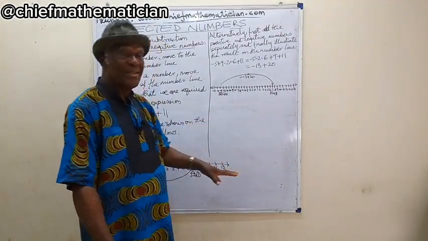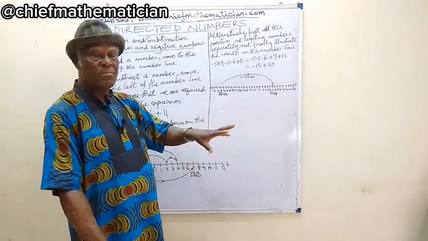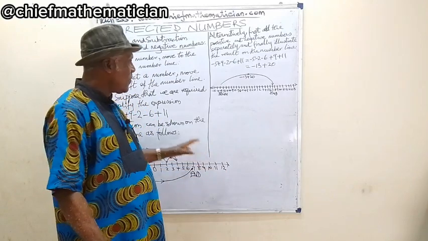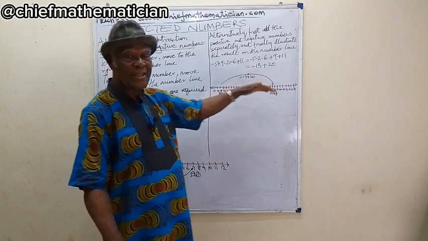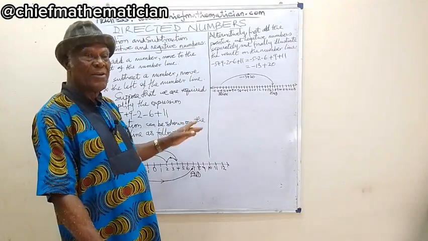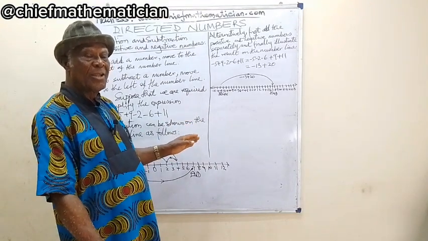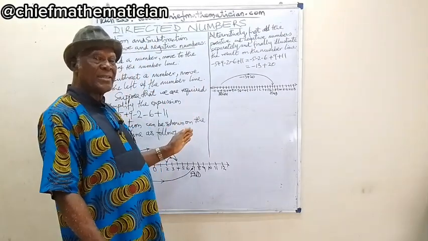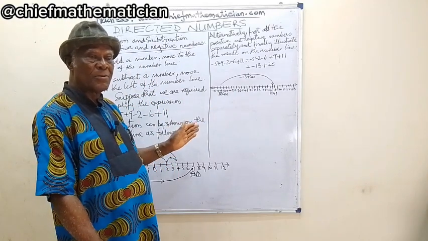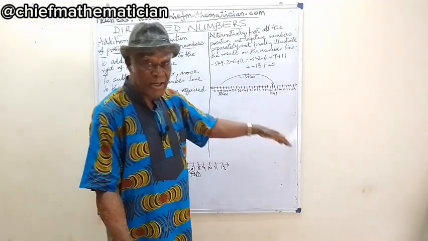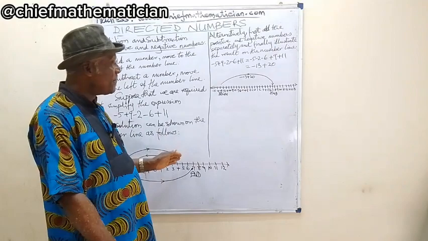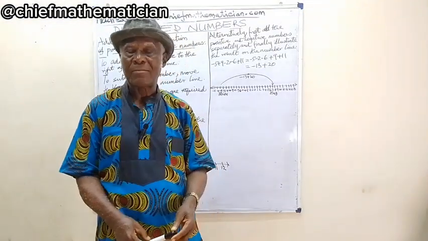So take note that when you have positive and negative numbers to be simplified, you do so by moving to the right for positive numbers and moving to the left for negative numbers. You have to begin from one point and you will know exactly where you end up in the movement. Moving to the right, moving to the left. And so we stop at this point.